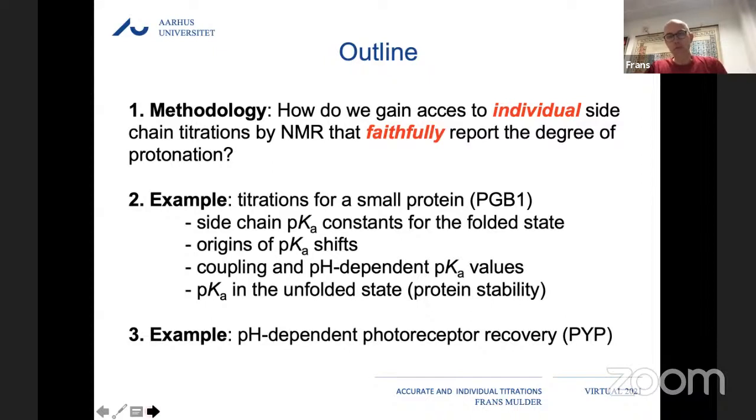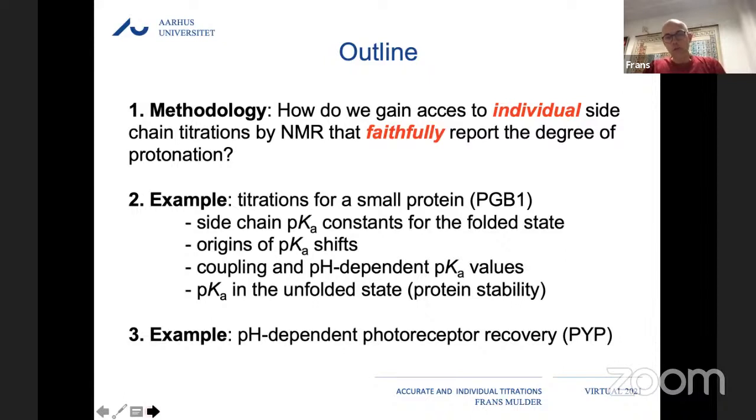I will use one example, a small protein, the B1 domain of protein G, that we have worked extensively on in collaboration with the group of Sarah Linse. And here we have done a couple of things. We have devised NMR experiments that can specifically follow the titrations of the acidic side chains and the basic side chains in the folded state of the protein. By having those titration curves, we can then look into what are the origins of the pKa shifts. Why are some of them shifted up or down? What are the structural reasons, or what are the energetic interactions that cause these shifts?